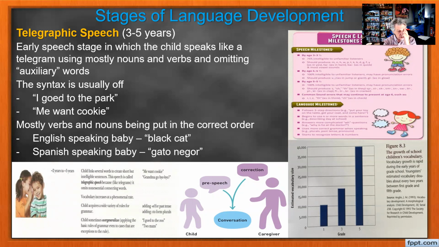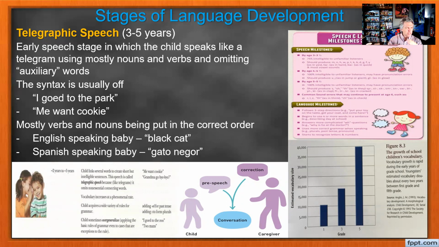So when Jimmy goes, I go to the park, you need to come back to him with, oh, you went to the park? Did you have fun when you went to the park? And that's why it's very important to correct the kid, but you correct them gently. How you doing, Tommy? Doing good. No, you're doing well. No one does good. You're doing well.